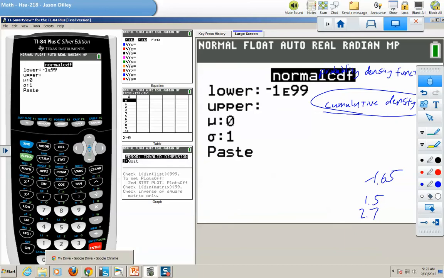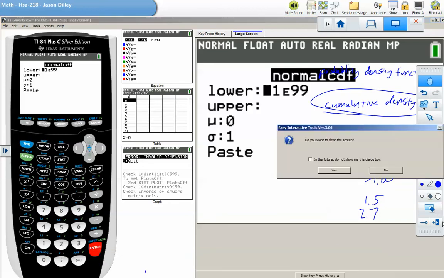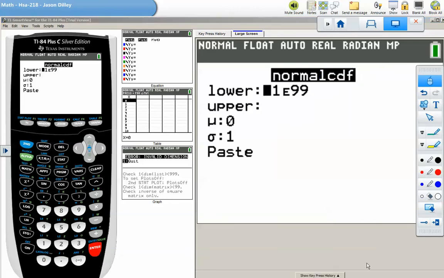Now, if you have an 84 or above, when you do this, you're going to get what I call a wizard. You're going to get this wizard menu that is going to tell you what to type in. If you do not have an 84 or above, you just went back to the home screen and it says normal CDF, and then it's asking you to type in a couple of numbers.